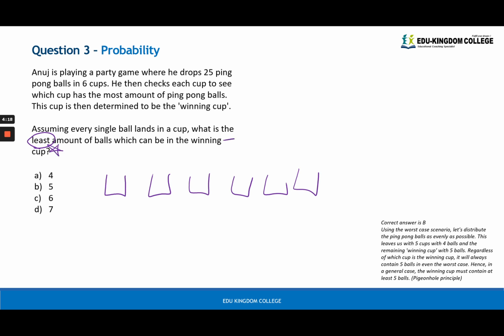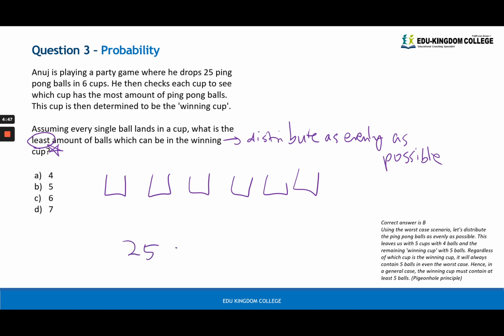What that means is we want to distribute as evenly as possible. Only then will that last remaining cup have a little bit more than the normal range, which means it'll have the least amount of balls. Okay, obviously we can just chuck all of the balls into one cup and then it'll be the winning cup easily. However, we want the least amount of balls, so we have to split evenly.